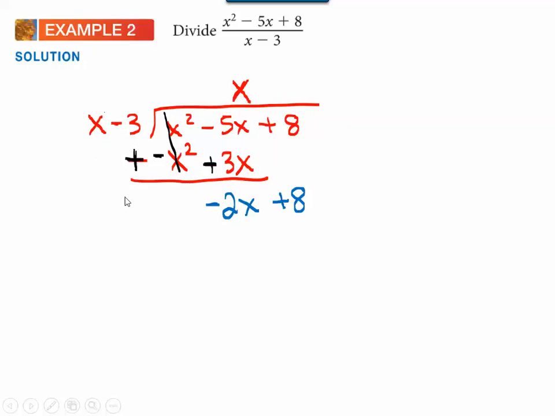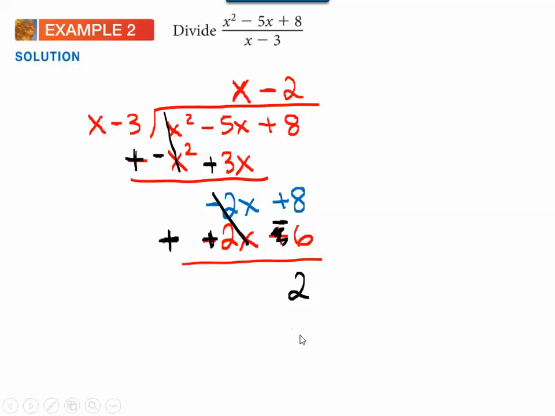X times what gives you negative 2x is a negative 2. Notice this is your constant column. No x's here whatsoever. But negative 2 times x is negative 2x. Negative 2 times negative 3 is a positive 6. And again, we just subtract or add the opposite. And we get ourselves an answer. Again, the quotient is listed by itself, adding the remainder afterwards. Cool. All right, all yours for this one.